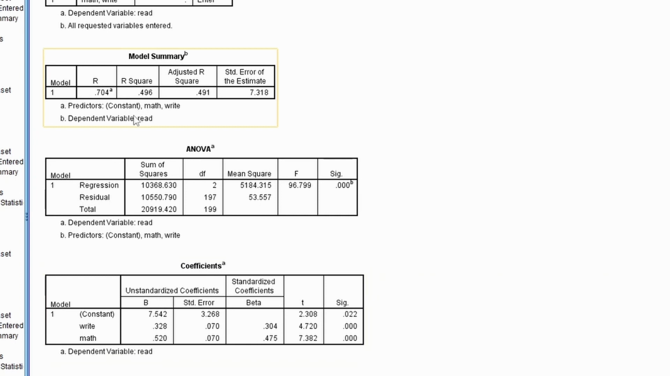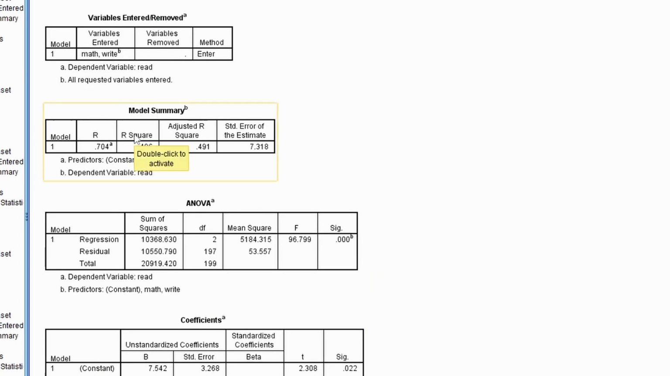So first, we're going to look at the first two tables about what variables are in the model. In this model, we have the independent variables math and writing, and the dependent variable is reading. So this is basically what the first table is telling us. The second table is the model summary. The key information is the R square. So what does this R square mean? I have prepared a summary about this R square.